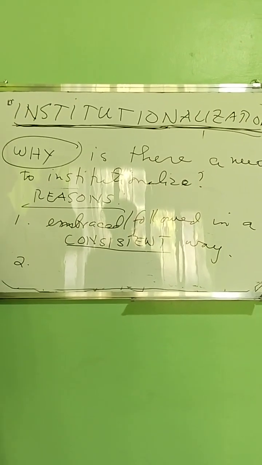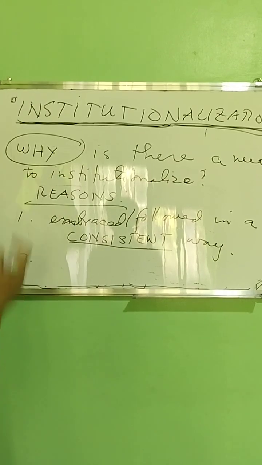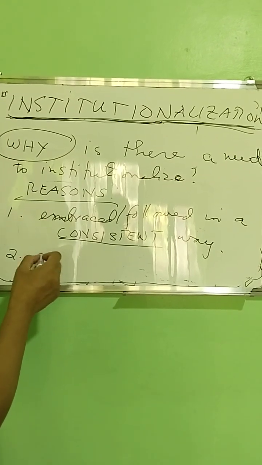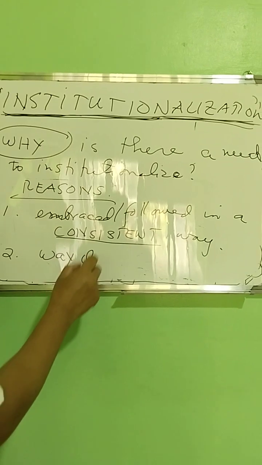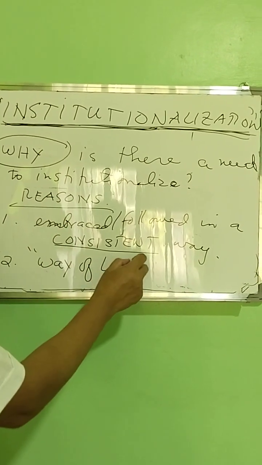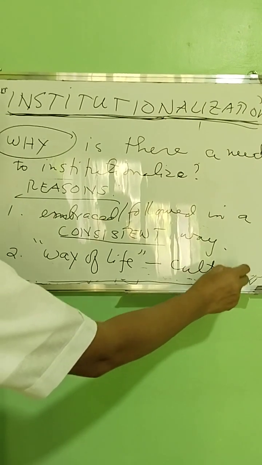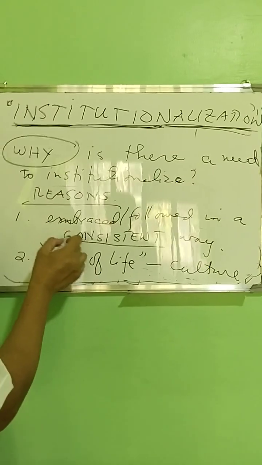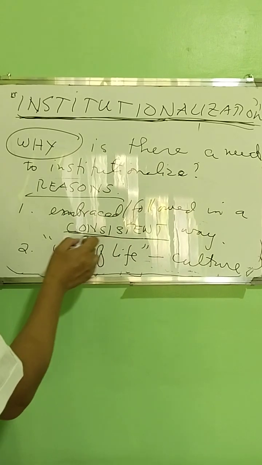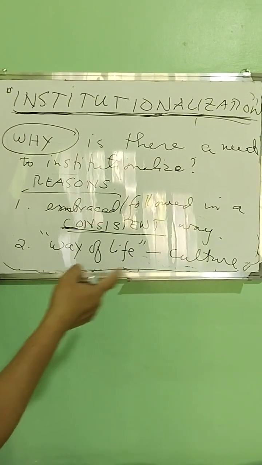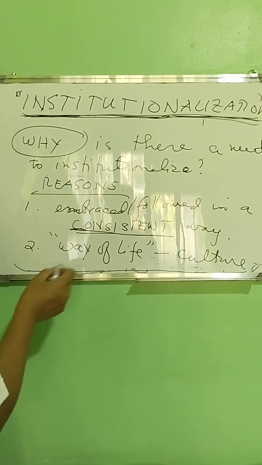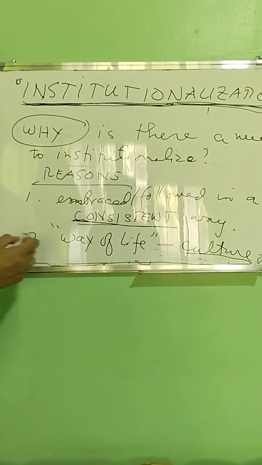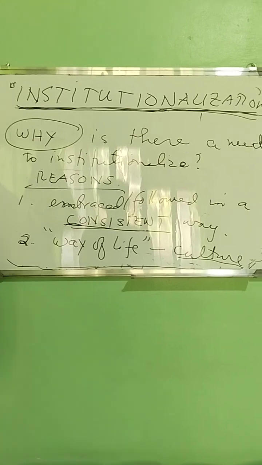The second is, of course, we are after institutionalization of values and norms so that they become a part of the way of life. What is the way of life again that we call? They form part of the culture of that particular organization or society. So aside from these values and norms being followed or embraced in a consistent way, they should also form part of the culture of the members of that society. It becomes a way of life.